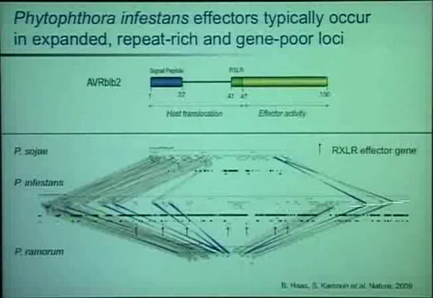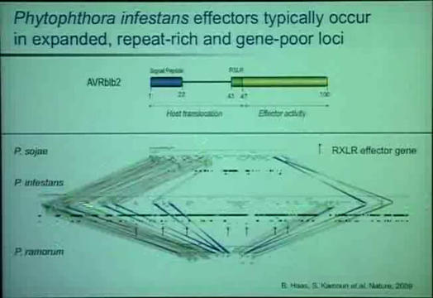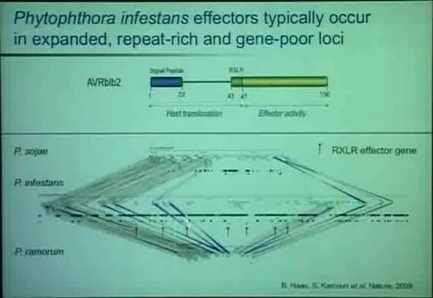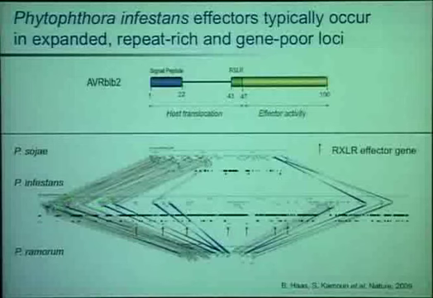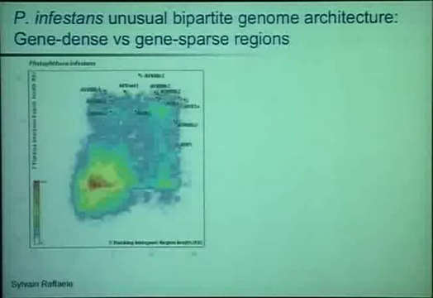So this is the alignment of collinear regions between Phytophthora infestans and two other Phytophthora species. This genome is much larger than the other two, and the black bars are the repeats. You can see how there's a bunch of effector genes, shown with red arrows, that are in the middle of these repeat regions and these expanded regions. We still have regions that are quite dense in genes, where the genes are tightly packed with little repetitive DNA, but the genome is populated with these repeat-rich regions.